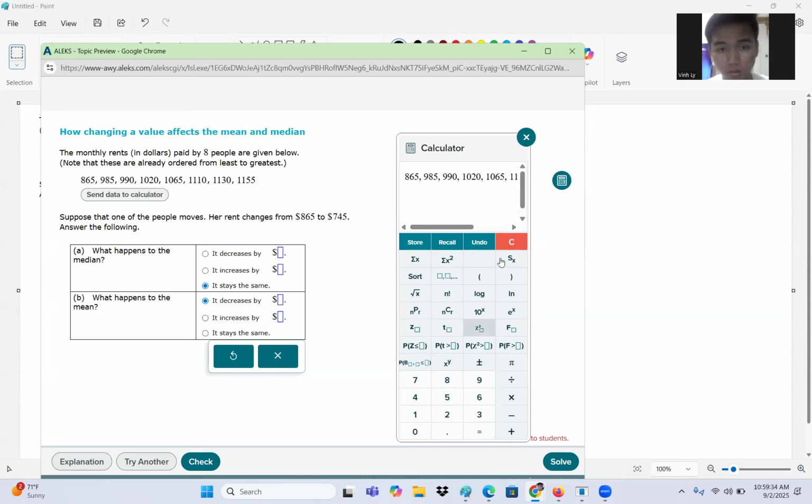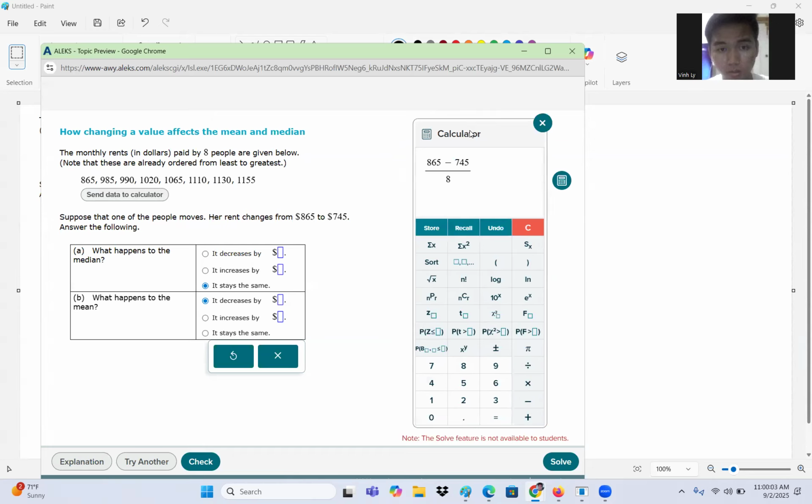So you can also do the math like that. We can take 865 minus 745 and then divide it by 8. So we got 15. This is how much the average goes down. The reason why I have to divide it by 8 is because this is how much it decreases based on one data set point.